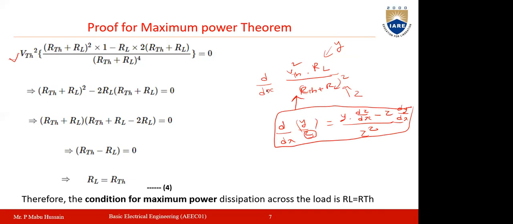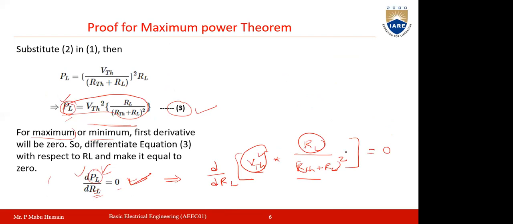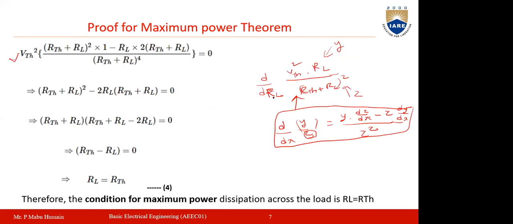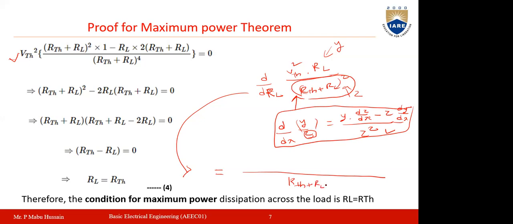Here, in place of x, you have RL. From the previous slide, you have to differentiate this total expression with respect to RL, so in place of x you need to take RL. Now from this, what can you write? The denominator will be R Thevenin plus RL whole square, and according to the square rule you will get R Thevenin plus RL whole square, whole power again square.